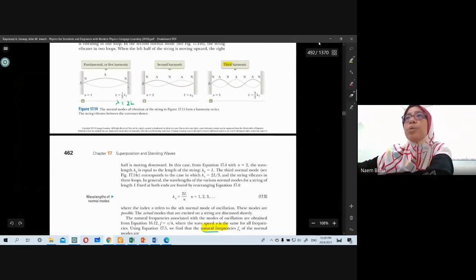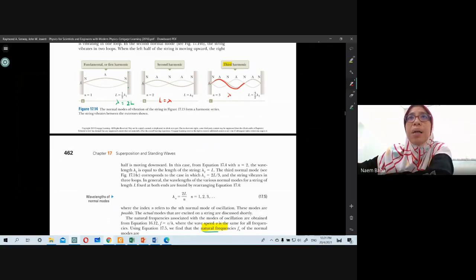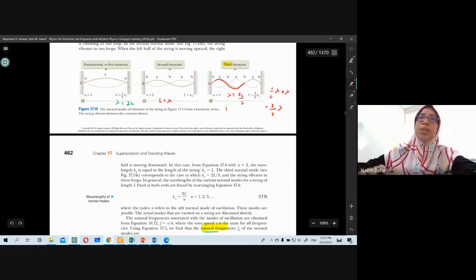Now, let's have a look at this one. This is a case where lambda is equivalent to the length of the string itself. This is the lambda. So how many lambda do you observe? 1 lambda plus half. So 1 over 2 lambda plus a lambda becomes 3 over 2 lambda. Simplifying, you will find that lambda is equivalent to 2L over 3. 2L over 3.